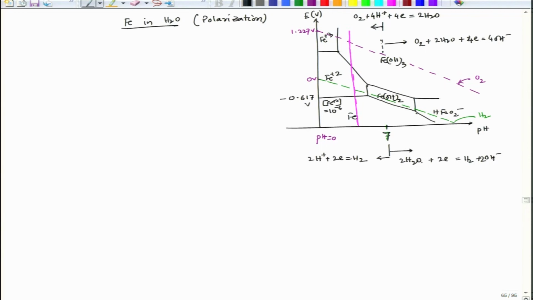How come we can get to this value? I can find out E Fe2+/Fe equal to E naught Fe2+/Fe plus 0.0592 by n, n is 2 here, log of Fe2+ ion concentration. So, this is minus 0.44 and this becomes 0.059 into 3, because this is 10 to the minus 6. So, there is a 2 here. Then it becomes minus 0.617 volt.